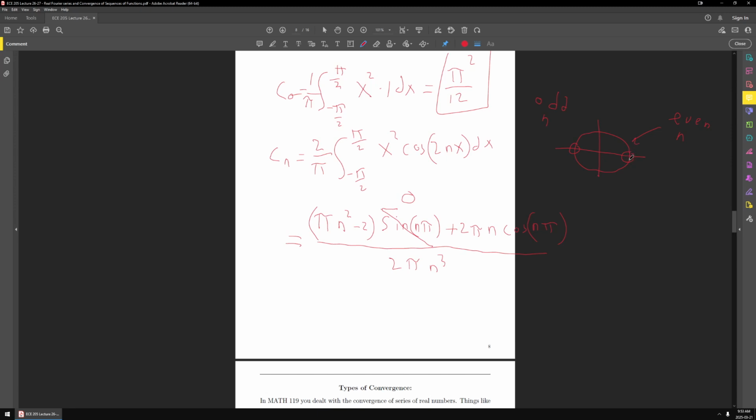Cosine's the x coordinate, so it changes from even to odd. So I want a function that's 1 here and minus 1 here, and it turns out the function that does that is minus 1 to the n. So all this goes away, and I end up with 2 pi n over 2 pi n cubed. That becomes just n squared, and the negative 1 to the n.